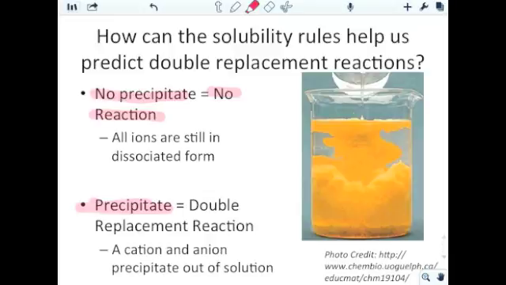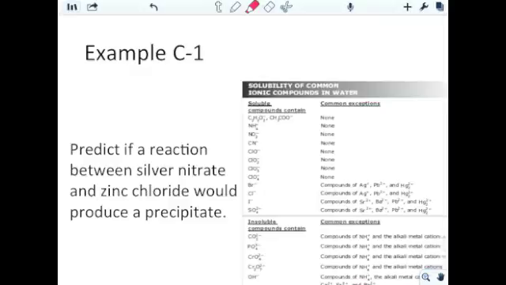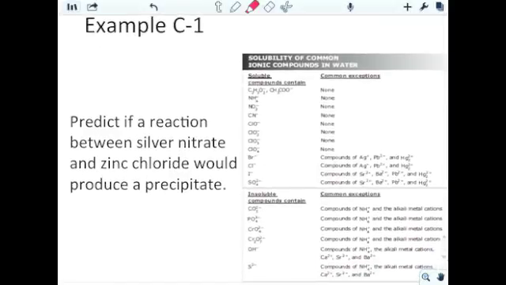We see that solid. So no precipitate, no reaction. If we see a precipitate, it's a double replacement reaction. So some examples. It says predict if a reaction between silver nitrate and zinc chloride would produce a precipitate.